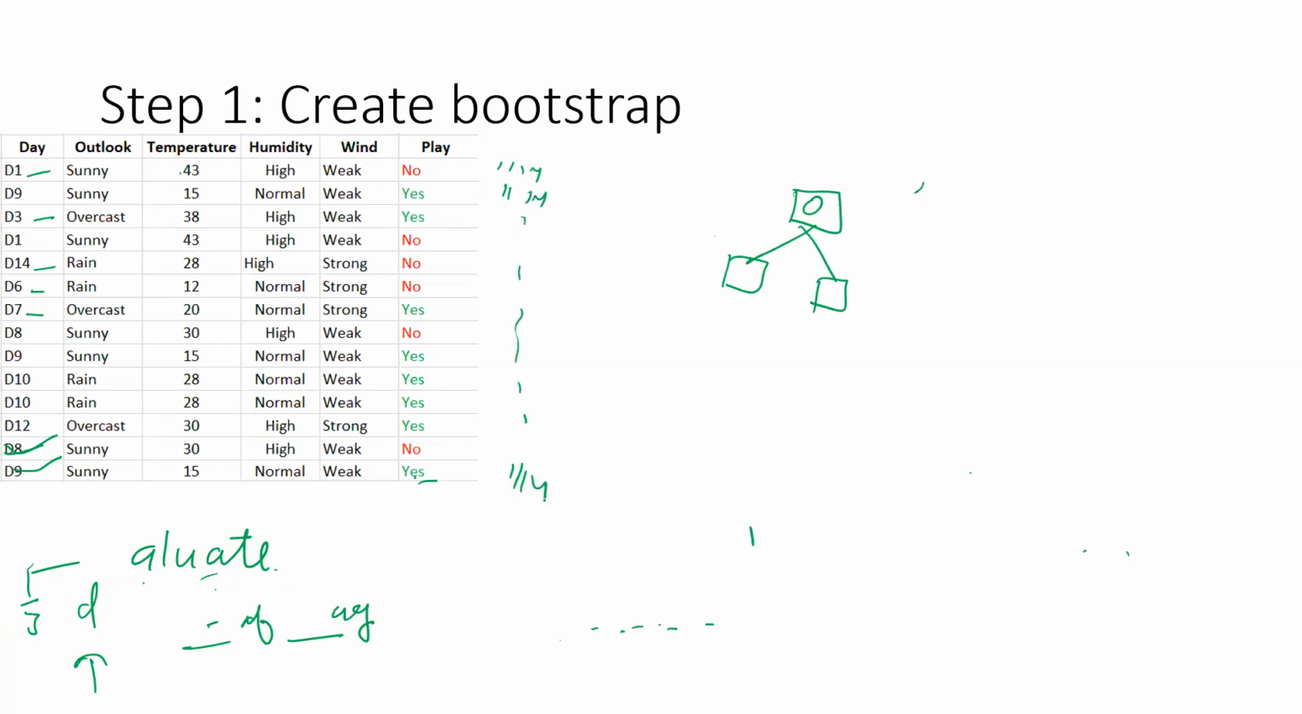Now the error will be, let's say you have Outlook, with sunny, overcast, and rain. You have 3 child nodes, right? How many examples belong to each? Depending on that, you make the predictions, and let's say yes, no, yes are the predictions, and you find the error. Total error will be your misclassification error.